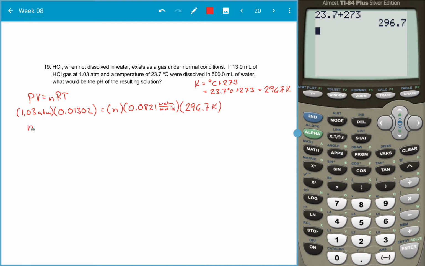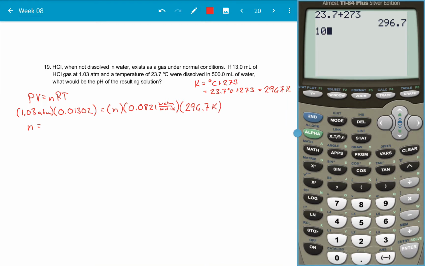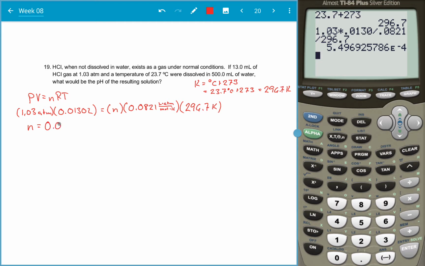So we can solve for our number of moles. We would have 1.03 times 0.0130 divided by 0.0821 divided by 296.7, and we come up with 0.0000550. So we keep the 5, the 4, and the 9. We look to the next number to see if it rounds up, but as the 9 rounds up, it trips the next number as well. So for 3 significant figures, the same as our pressure and our volume, we would need 0.550. And this is moles of HCl gas.